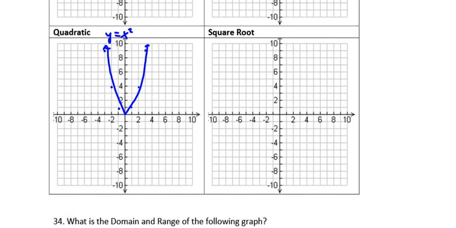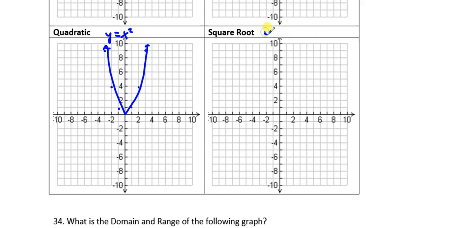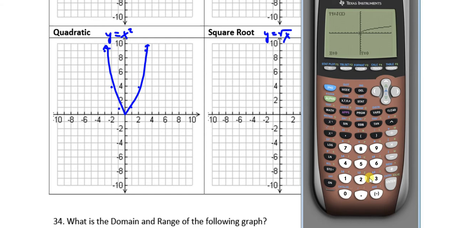Square root, and you can plug these in your calculator. Y equals square root of x. Sometimes they're kind of hard to see. And I hit the trace button, then you can get some points. And if you notice, 0, 0, because the square root of 0 is 0, so this is y equals square root of x. If you hit your trace button, square root of 1 is 1. Square root of 4 is 2.